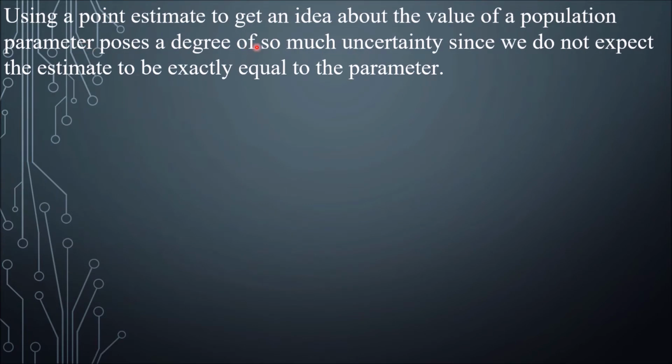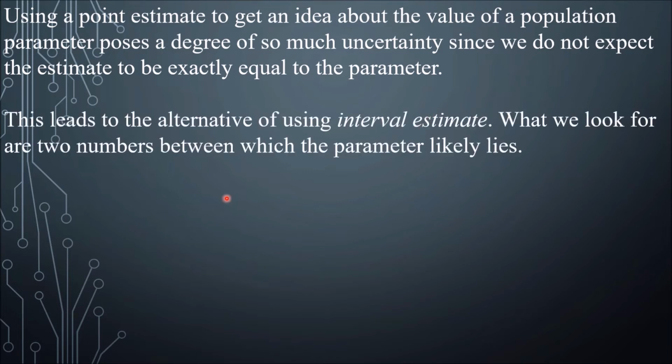Using a point estimate to get an idea about the value of a population parameter poses so much uncertainty, since we do not expect the estimate to be exactly equal to the parameter. This leads to the alternative of using an interval estimate. What we look for are two numbers between which the parameter likely lies.